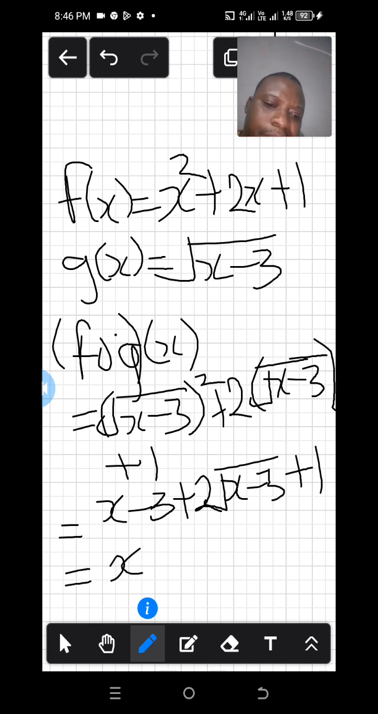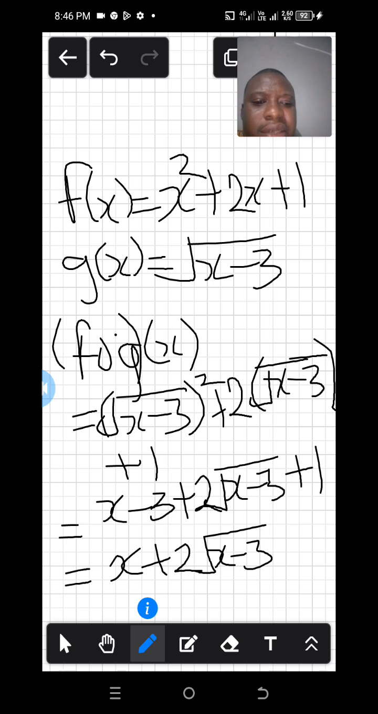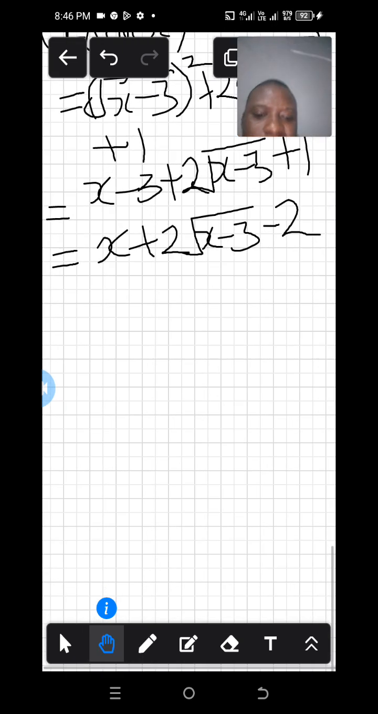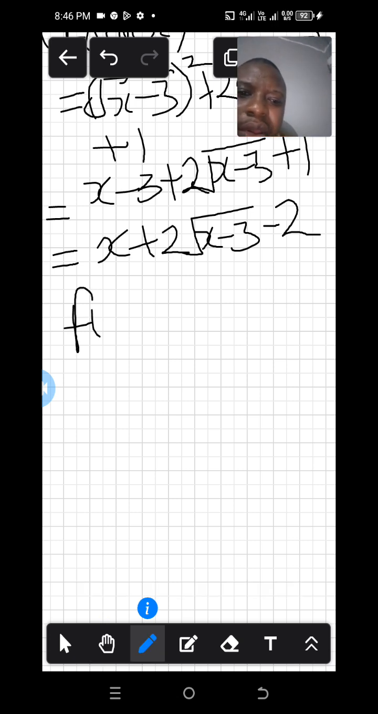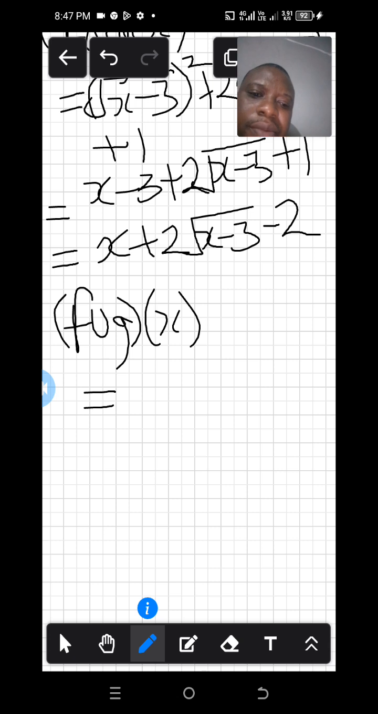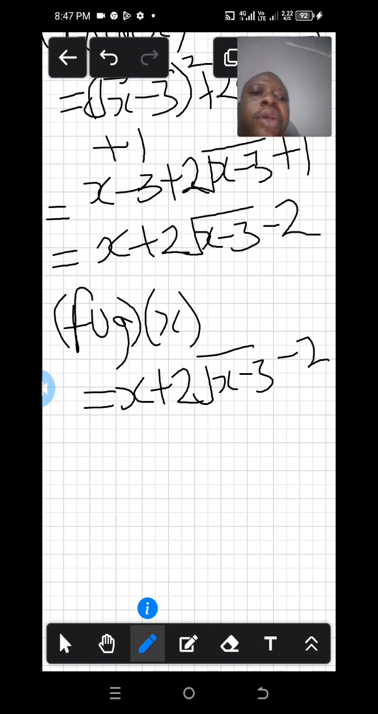So I just want to rewrite: x plus 2 square root of x minus 3. Minus 3 plus 1 is negative 2. So we are done. Just to write the statement: f of g equals x plus 2 root x minus 3 minus 2. So that's it.